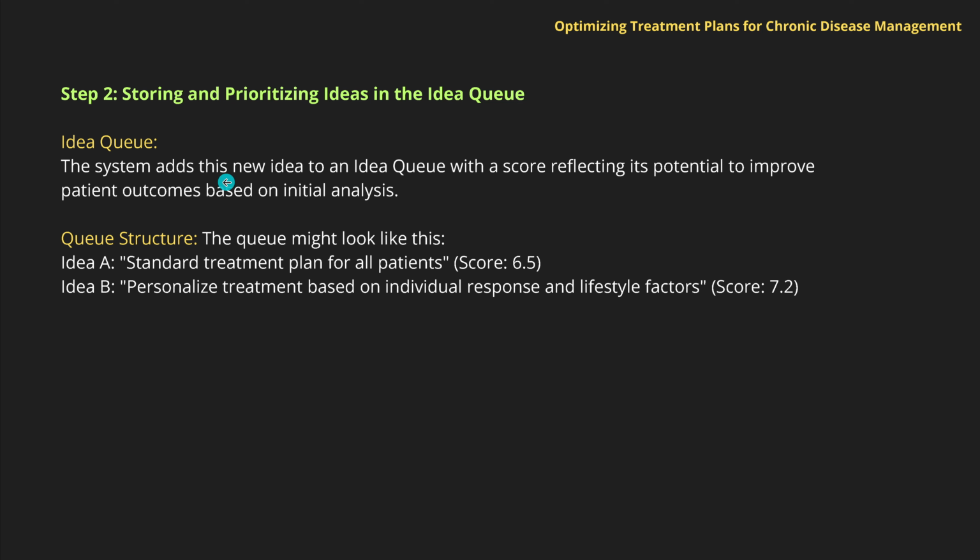So we have now in the queue a new element, let's call it idea B: personalize the treatment based on individual response and lifestyle factors. And let's say this worked in the past for similar people, for similar humans, similar patterns were discovered. So we give it a score of 7.2.